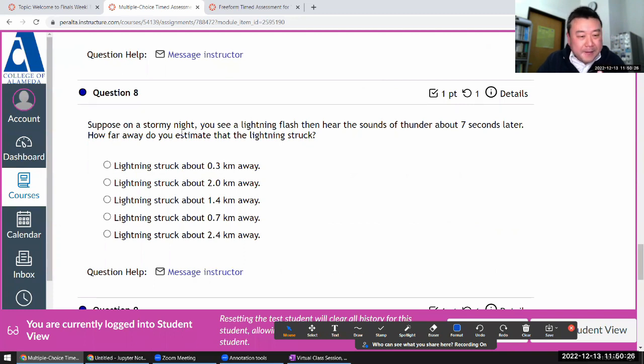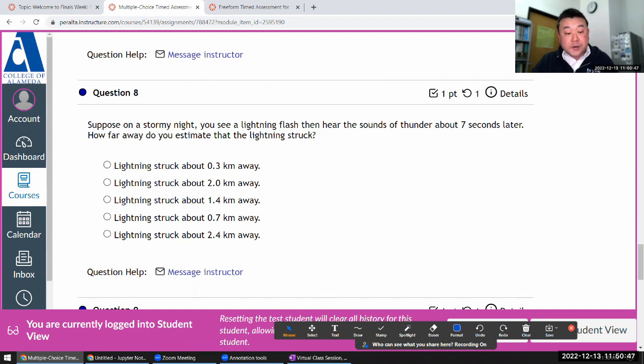Stormy flash, 7 seconds later. Oh, so seeing the lightning flash, you approximate it as being immediate. Light travels so fast that we can say it instantaneously became visible to you. So it took sound 7 seconds to get to you.